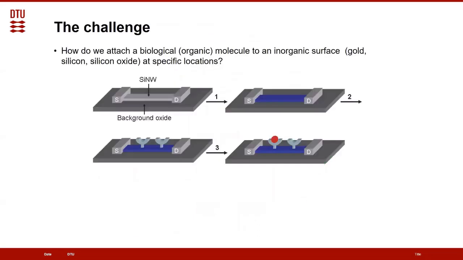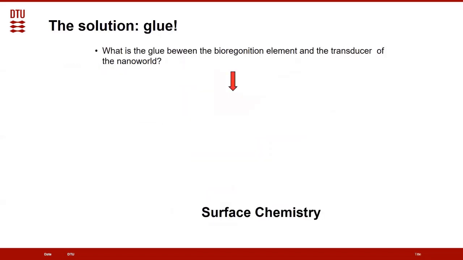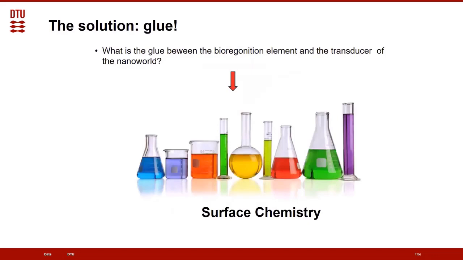We do this by attaching the biological biorecognition element to the transducer surface, and we do this by this interface layer. Now the challenge is how to attach a biological organic molecule to an inorganic surface, gold, silicon, silicon oxide, which are often the material of our sensors, and then at specific locations.